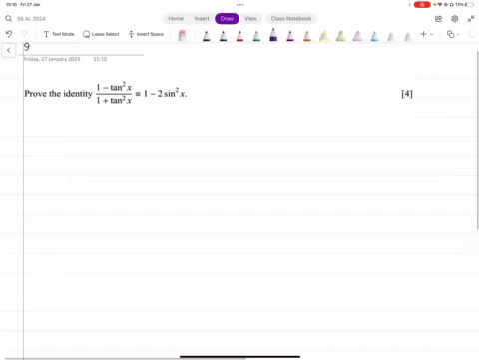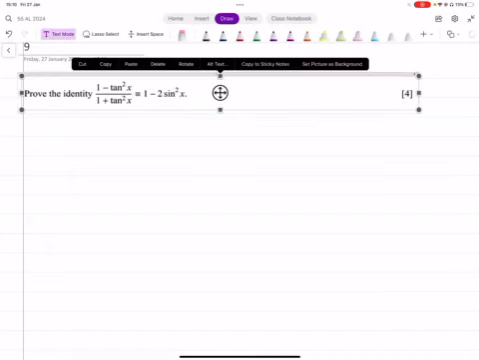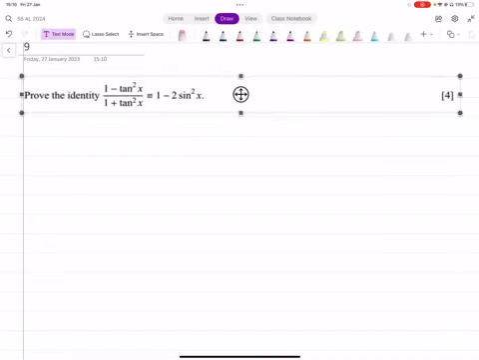All right, so we need to prove this identity. 1 minus tan square x over 1 plus 2 tan square x equals this. Now, which side do we start from? Left hand side. Why? More complex? What is telling you that it's more complex? Left hand side is a fraction, right hand side does not have a fraction, right? So it's going to be easier to go from left to right as compared to the other way around. So we start from the left hand side.